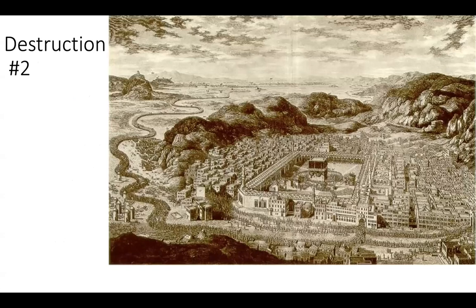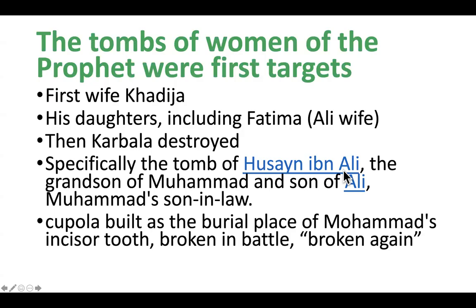Back in 1800, the Wahhabs have enough power with the Saudi military, and they march into Mecca. I mentioned that they had destroyed some idols briefly in their first brief reign, but this time they get serious. And this is a drawing of what Mecca may have looked like around 1800. So they come in, and this time they target the tombs of women. They were their first targets.